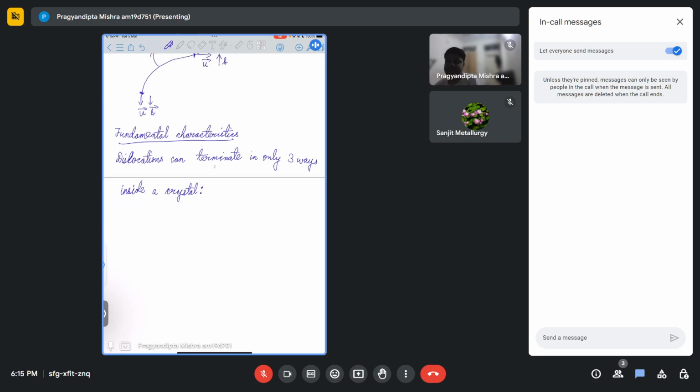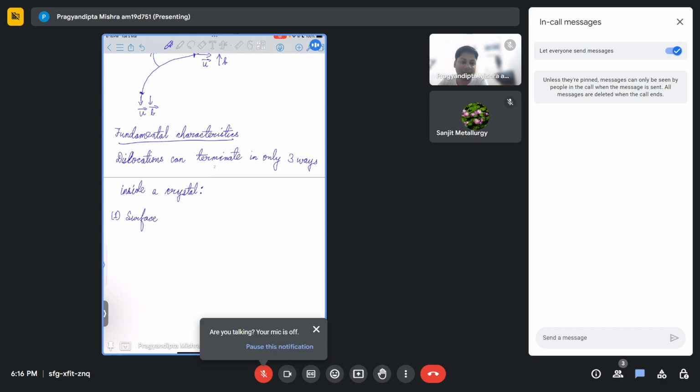The first way people have seen is that the dislocation has encountered a surface. Essentially, if the dislocation keeps on going, at some point it might hit the surface of that crystal. When it hits that surface, then the dislocation might suddenly terminate. Now, what do we mean by surface of a crystal? Is there something specific that we are talking about when we say surface?